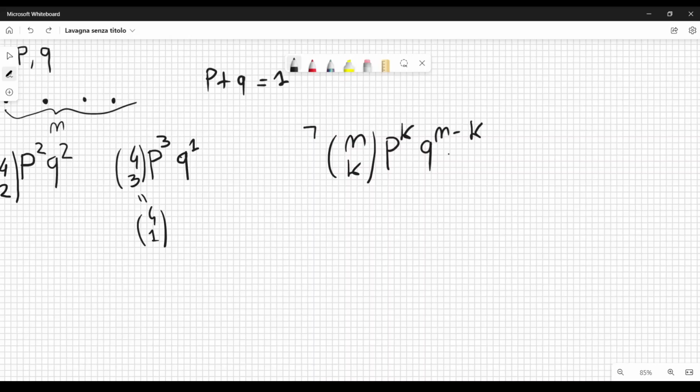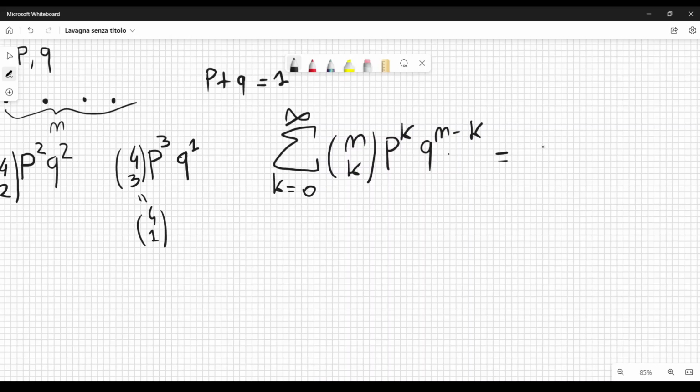It is a distribution if I can sum all of this from k equal to 0 to n, and I have to prove that this is equal to 1 if it is actually a distribution, because the sum over all the possibilities should give me 100%, which is 1. So is this really equal to 1?